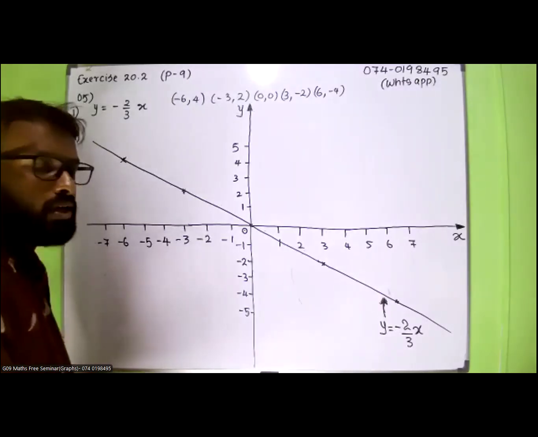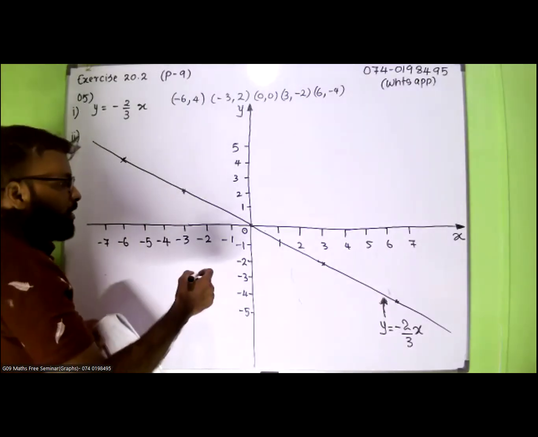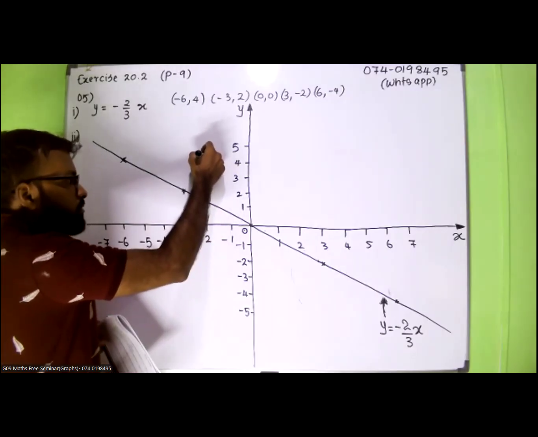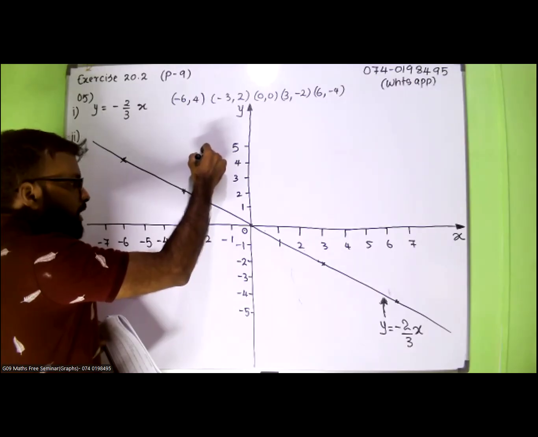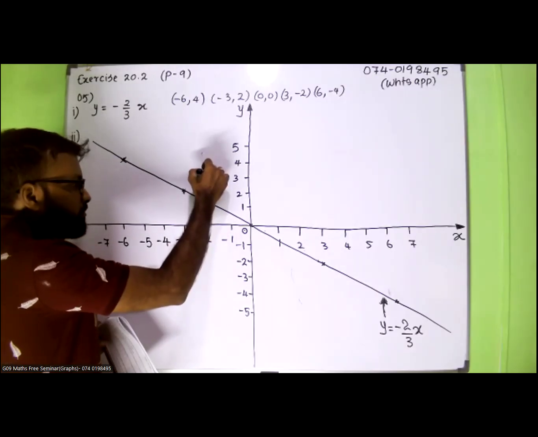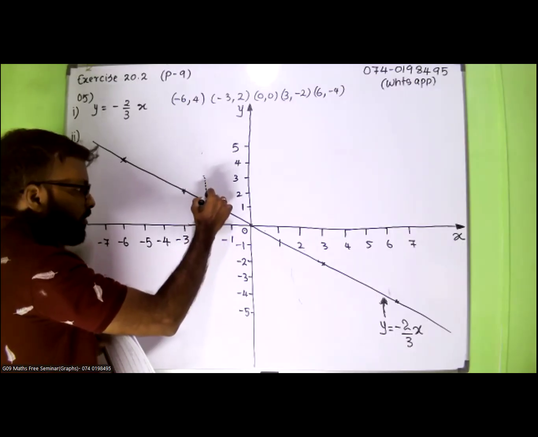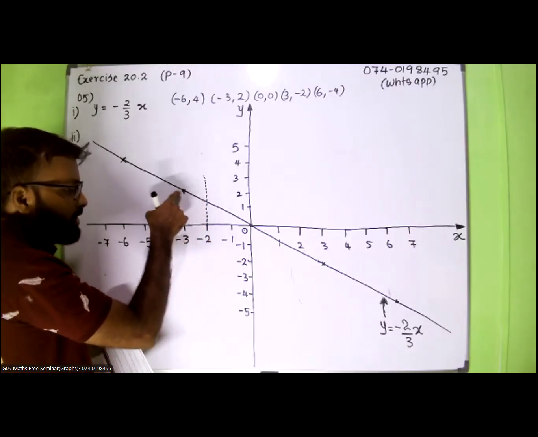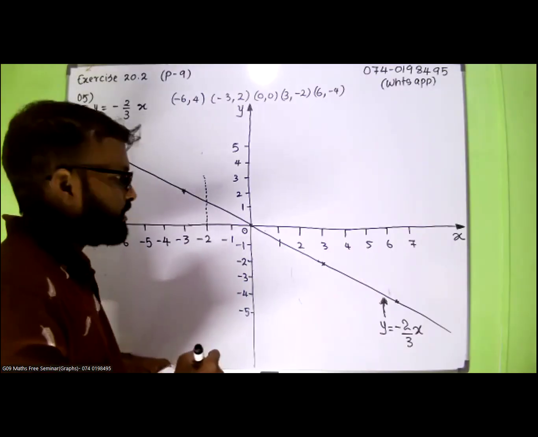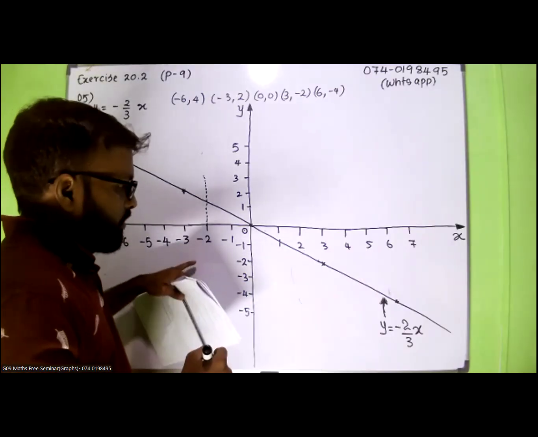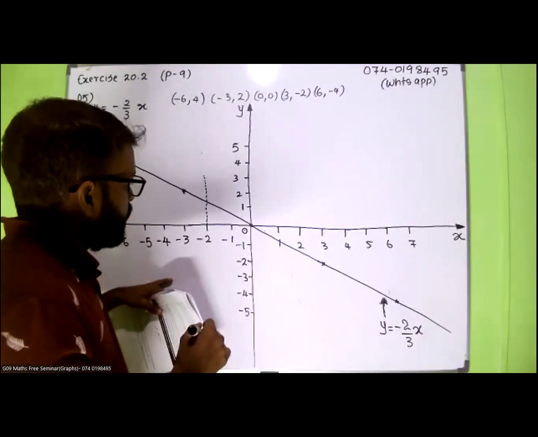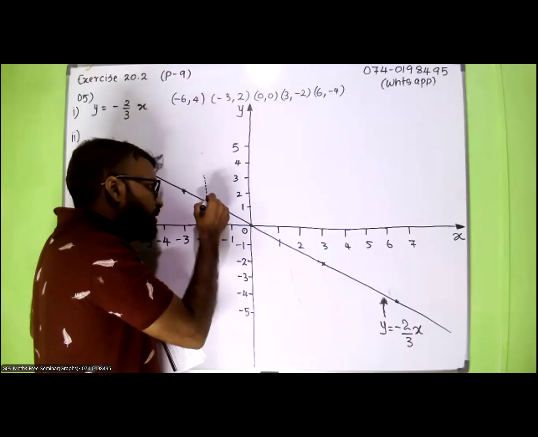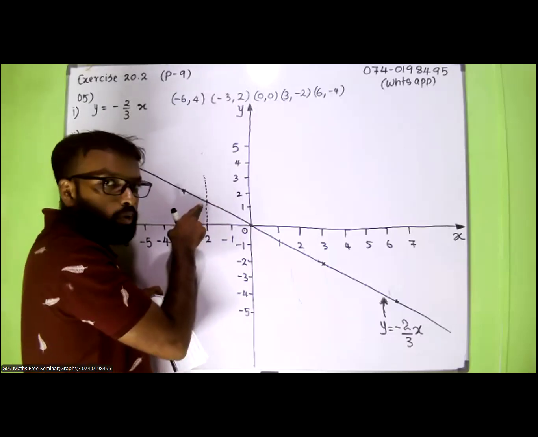Where is your minus 2? Here is your minus 2 on the x-axis. From minus 2, you are going to draw a line here which intersects with your graph. Then this is the intersection point.